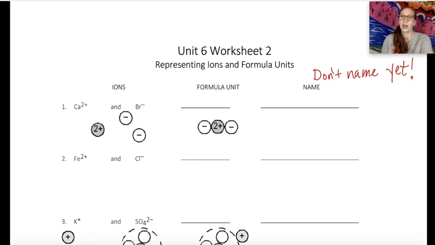We're also only going to look at numbers 1 through 10 to start out with, do a little bit with naming and formula writing, and then you'll go on to finish 11 through 15. We'll come back and do the names for 1 through 10.